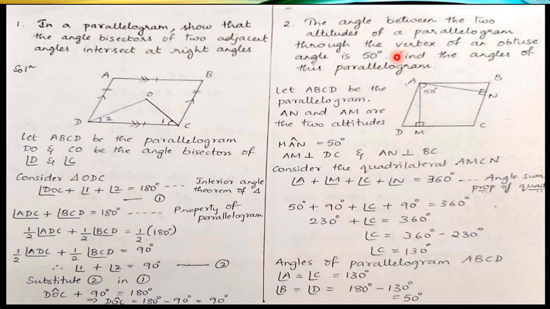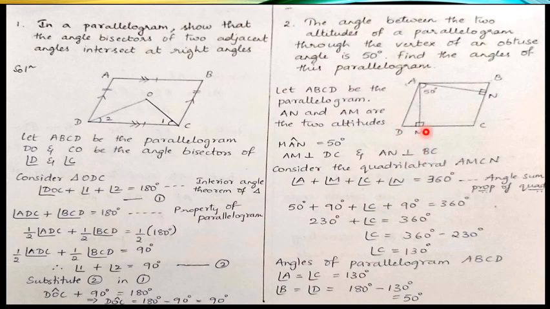You are being expected to find the angles of this parallelogram. So only this angle is given. You have to find angle A, angle B, angle C and angle D. So let us see how to find this. Let ABCD be the parallelogram. AN and AM are the two altitudes which are meeting at the vertex. This vertex is of an obtuse angle and these altitudes are making an angle 50 degree. So all these are the given information.